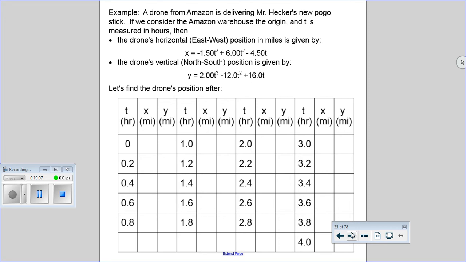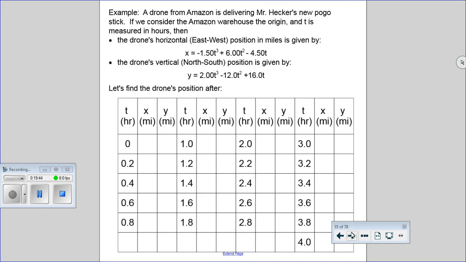Cool? So I wrote up this example. We've got a drone from Amazon. It's coming to my house to deliver my new pogo stick. I'm pretty excited to get it. So we're going to consider the Amazon warehouse as the origin. We're going to measure time in hours. I hope I remember to do that all the way through this example. We're going to measure time in hours, and the position is going to be measured in miles. So here's an expression for the position in miles as a function of time in hours. Here's the vertical position as a function of time in hours, position in miles.